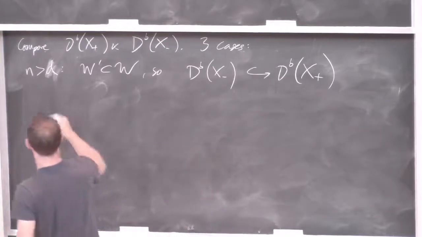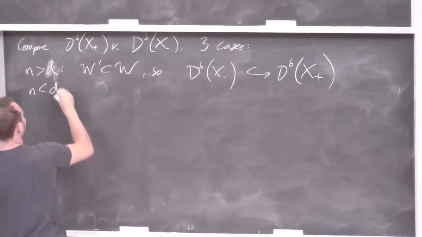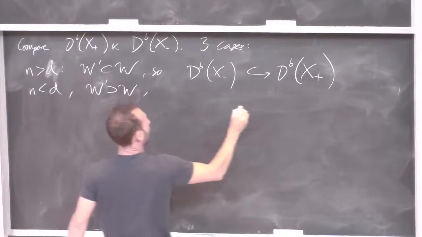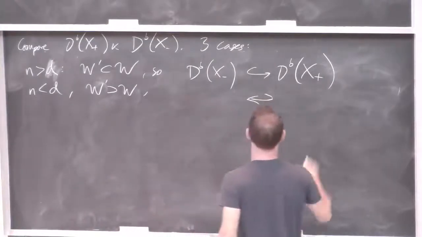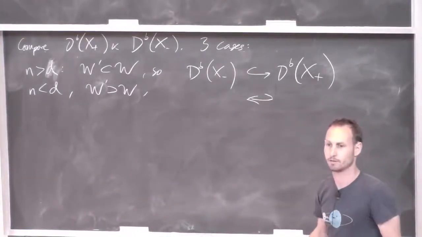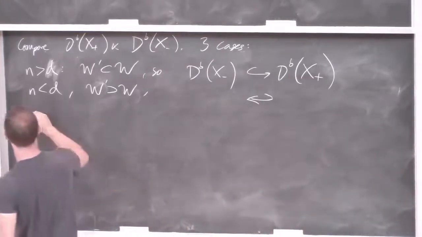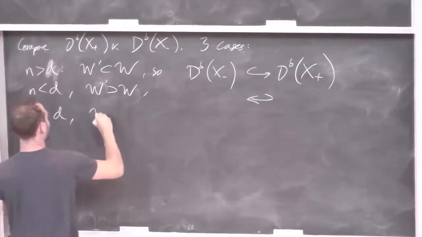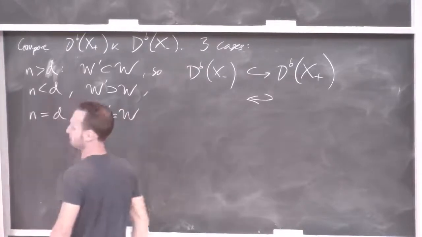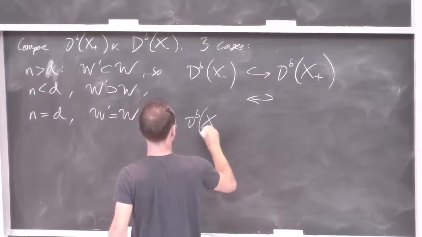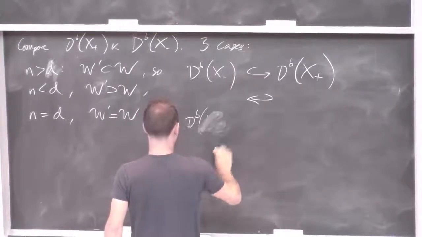Of course, it could go the other way around. N could be less than D. W prime could be bigger than W. And then you'd get an embedding going the other way. So the derived category of the space sits inside the derived category of the orbifold. Or maybe the most exciting case is when they're exactly equal, and then the windows are exactly the same thing. And then you decide that the derived category of, well, let me write it out in full.